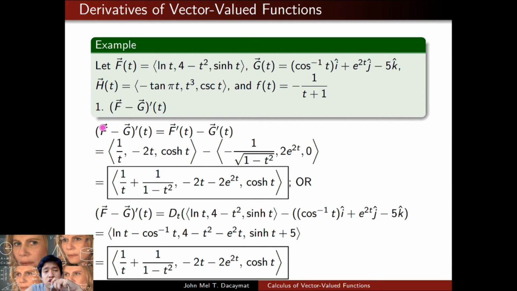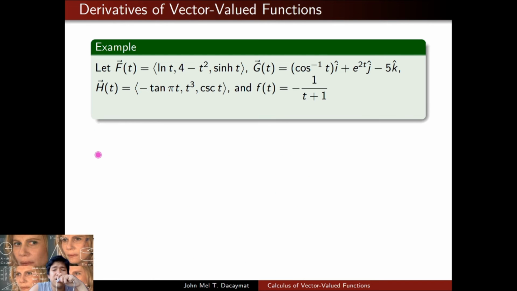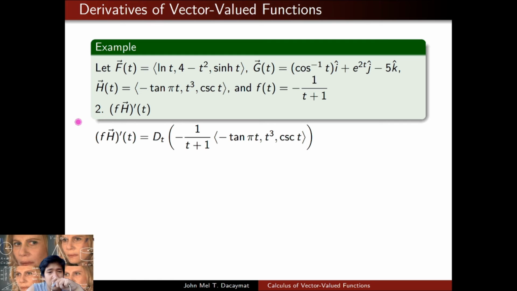So it's up to you what to use, if you want to subtract first before differentiating, or if you want to do f prime minus g prime. However, if we try your second given, yung derivative ng f times h, let's see ano yung difference, if you do the differentiation rule versus performing the operation inside first before differentiating. Unahin natin yon. Perform ko muna yung f times h bago ko i-differentiate.